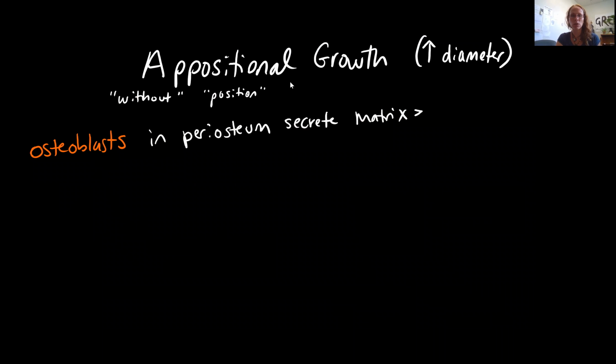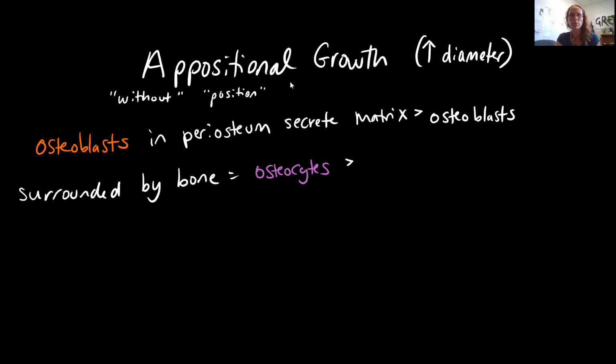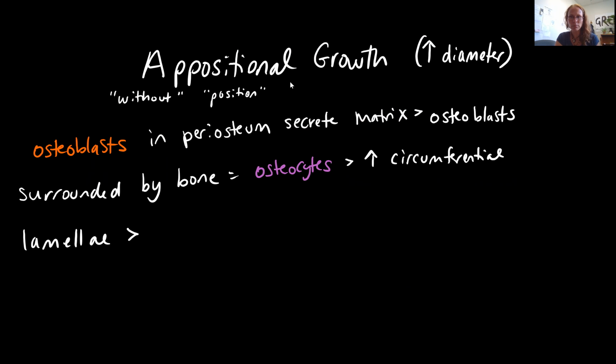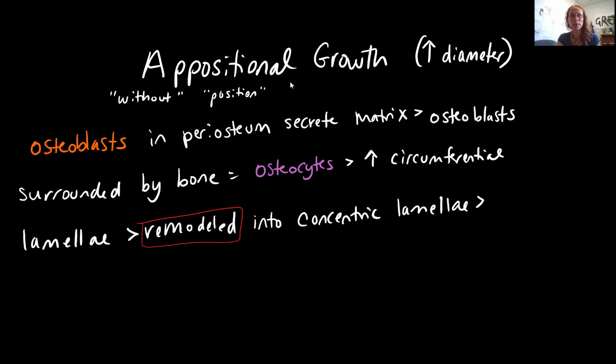And what we see happening here is that the osteoblasts in the periosteum are going to secrete that bony matrix. And when they do that, then those osteoblasts are going to be surrounded by bone. And so we're going to call them osteocytes at that point. Remember, the osteocyte is the mature bone cell that's responsible for maintaining that bony matrix. This is going to create an increase in that circumferential lamellae, which remember is that lamellae on the outside there closest to the periosteum. And eventually then it will be remodeled into concentric lamellae. So that means those osteon units.